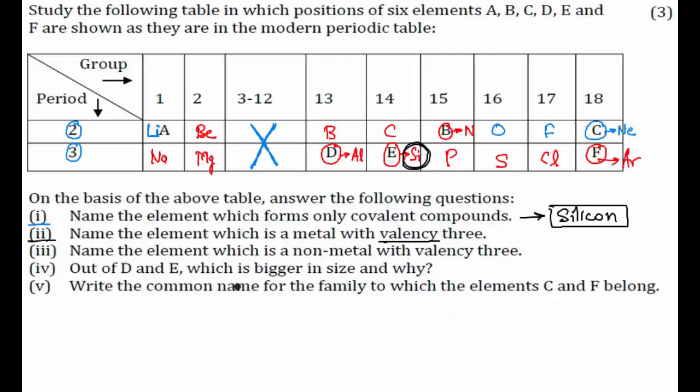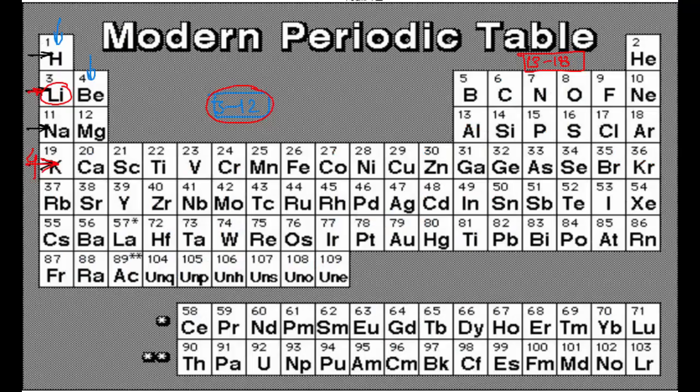Now it's very simple. If you see this question, name the element which is a metal with valency 3. Now this word metal is important. You know, in the periodic table, you just draw this one.